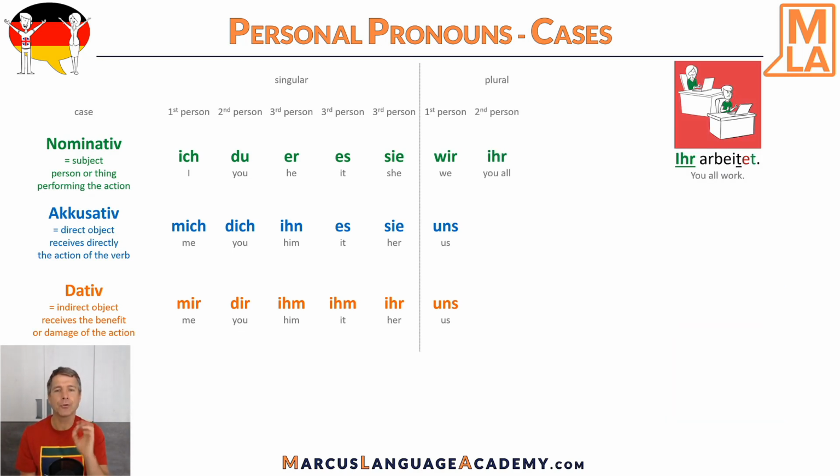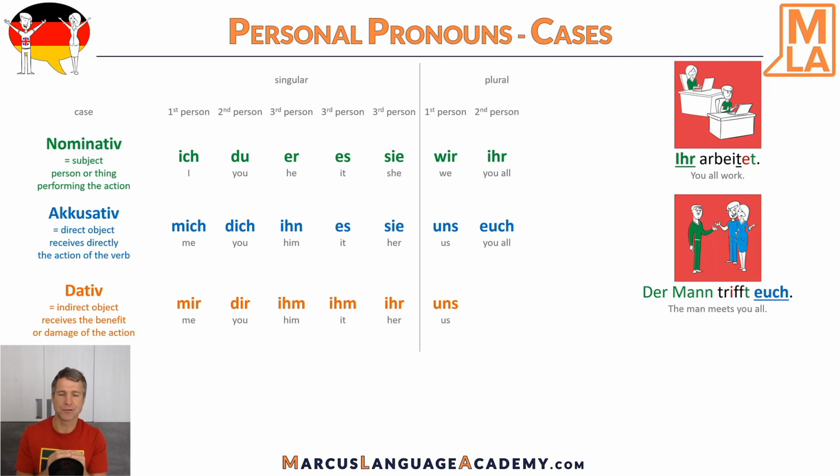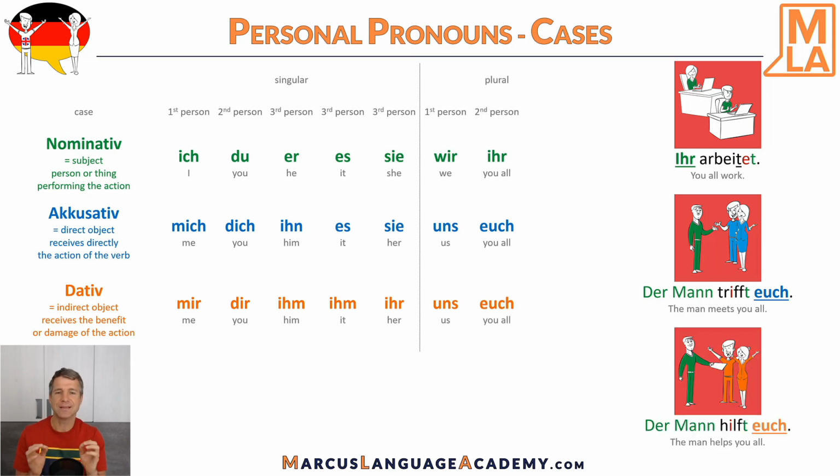In the second person plural, the pronoun in the nominative case is ihr. Ihr arbeitet. You all work. The accusative is euch. Der Mann trifft euch. The man meets you all. And the dative case is again euch. Der Mann hilft euch. The man helps you all.